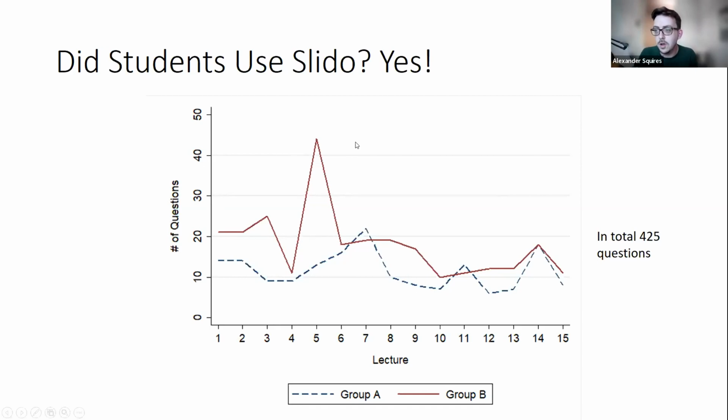Lecture 5, for whatever reason, might have been somewhat confusing to group A or group B, sorry. Yeah, but in general, usually about 10 or so questions asked per lecture.